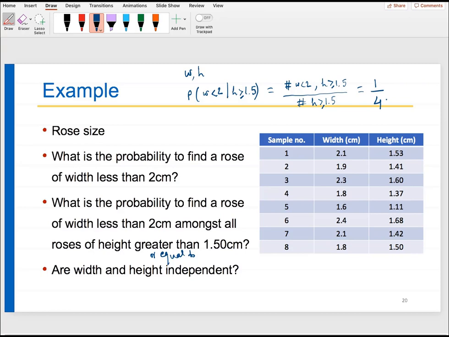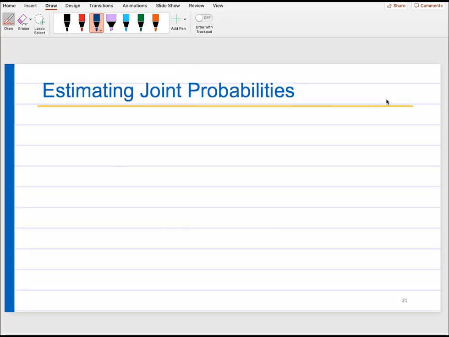But this is only from these samples. Are height and weight independent? Height and width independent. So okay, let us consider. Okay, estimating joint probabilities.